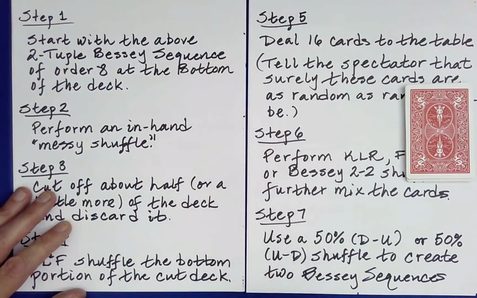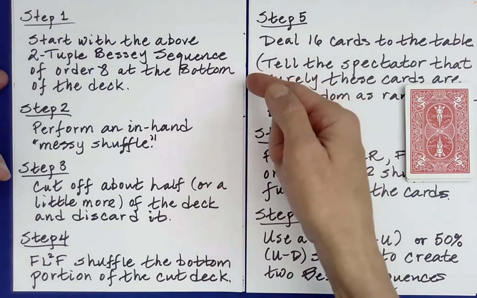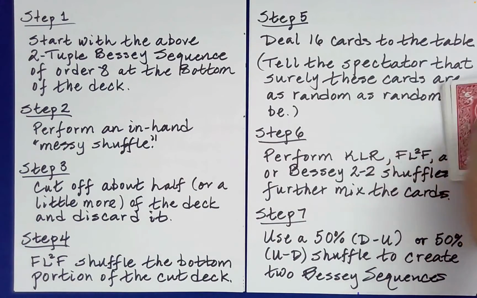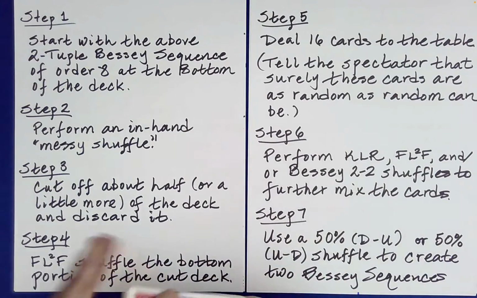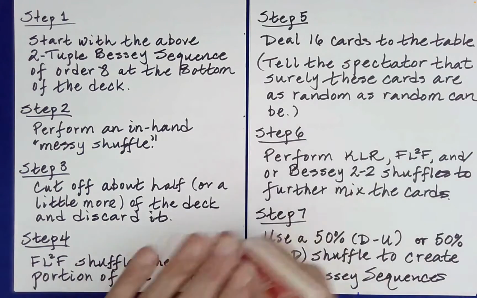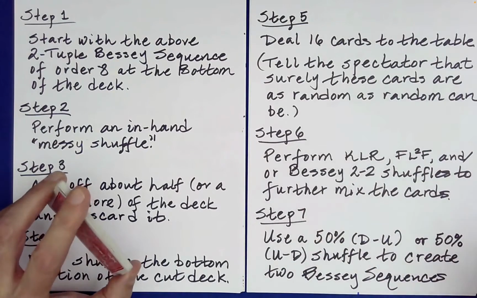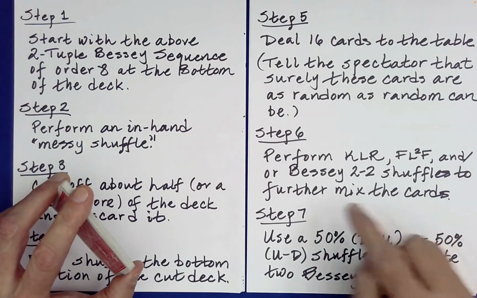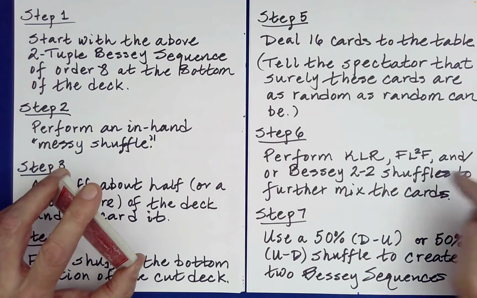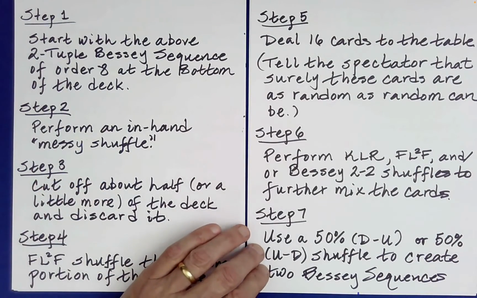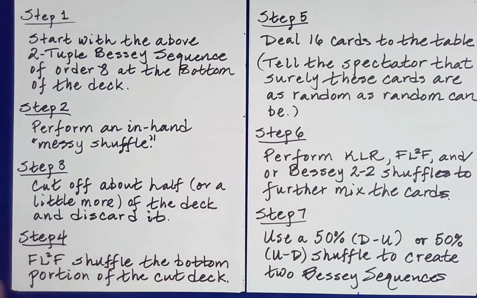So I hope that's not too confusing, but the shuffles we were talking about just a moment ago are dealing with this two-tuple Bessie sequence of order 8. So these 16 cards now, okay? And as we mentioned there, you can perform a Klondike followed by an LR, or first shall be last, last shall be first, or you can do a Bessie 2-2 shuffle to further mix the cards.